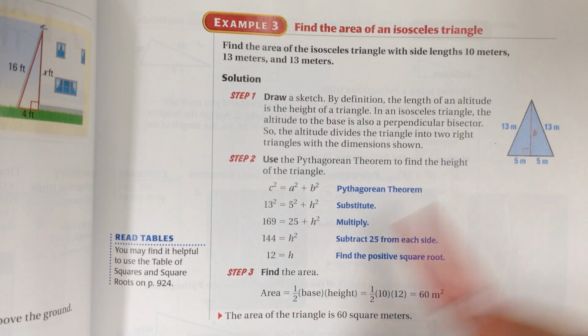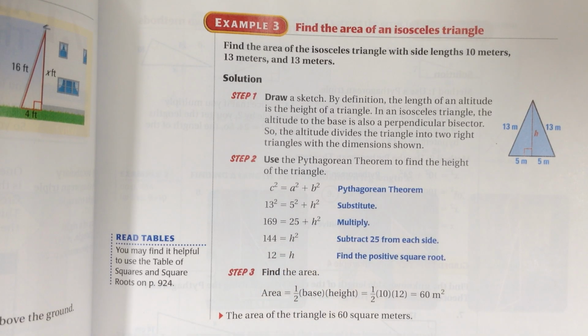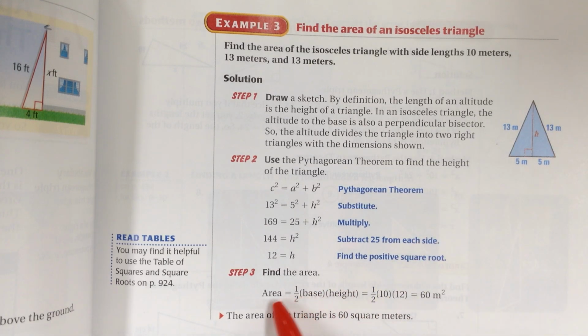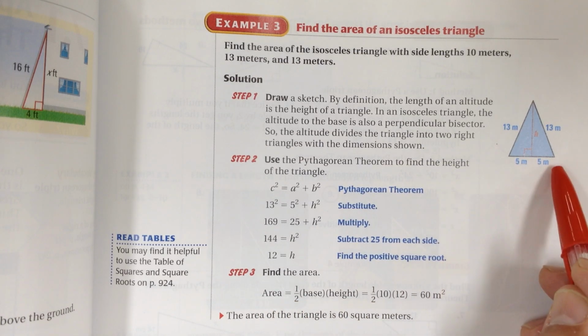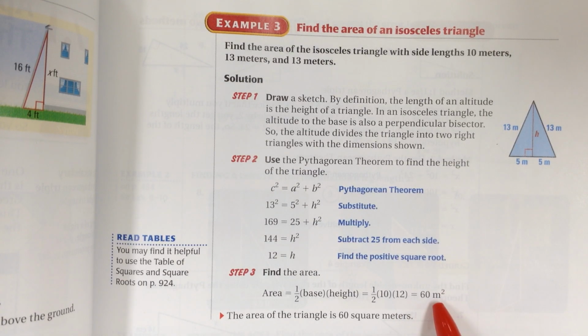Once you find h equal to 12, to find the area, try to use the capital letter K for area, because especially when you get to trigonometry, a lot of the time A is used for an angle, so you don't want to get confused. The area of a triangle is 1/2 base times height. So 1/2 times the base 10 times the height 12 gives you 60 meters squared.